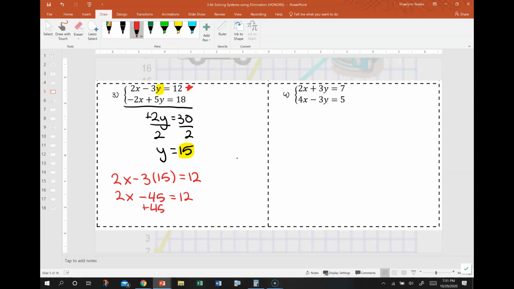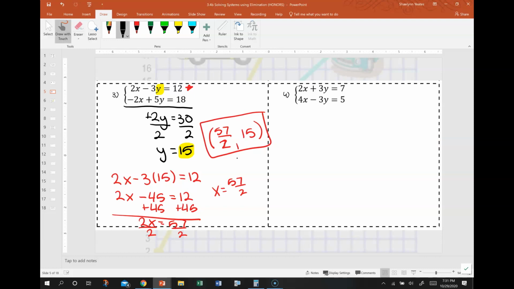And if we add 45 to both sides, we get 2x equals 57. That's a little rude. Then we would divide both sides by 2, and we end up with x equals 57 over 2, or you can find the decimal if you so desire. So that means my solution is 57 over 2 and 15.